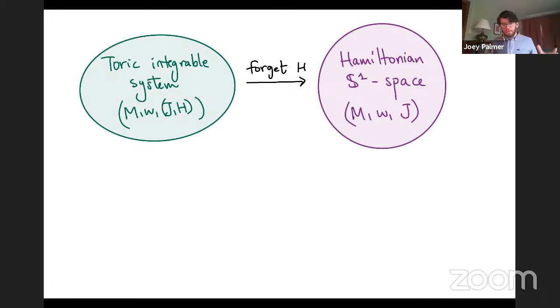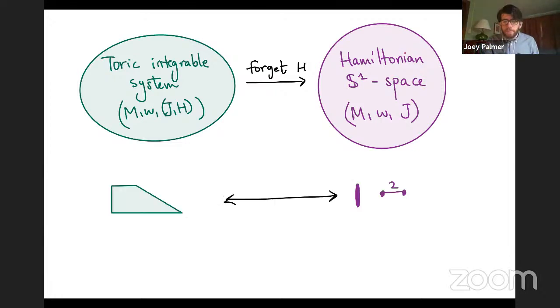So it's extremely clear that if you start with a toric integrable system, so I'll call it M, omega, J, H, if I just forget about the H, then what I'm left with is a Hamiltonian S1 space, M, omega, J. So going that direction, from the green circle to the purple circle, is easy. You're just forgetting some information.